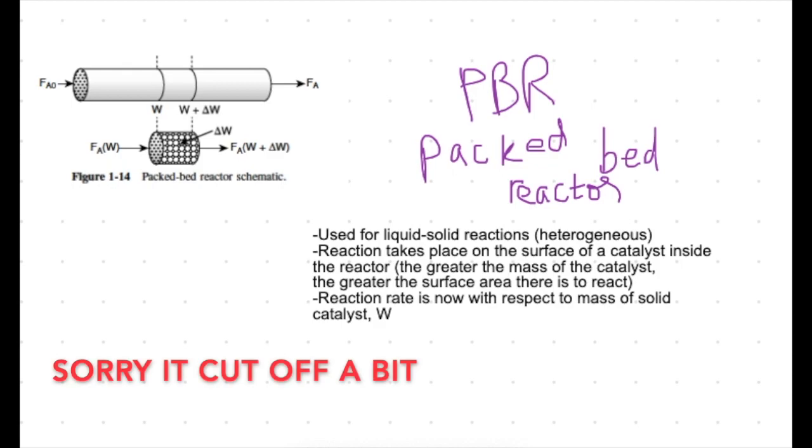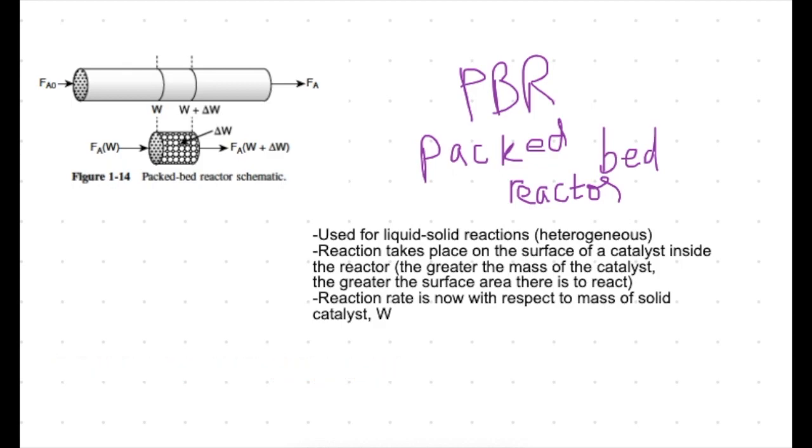What we're going to talk about next is a PBR, a packed bed reactor. These are usually used for heterogeneous reactions between liquids and solids. The reaction takes place on the surface of a catalyst that is inside the reactor. The greater the mass of the catalyst, the greater the surface area there is for the reaction to occur.